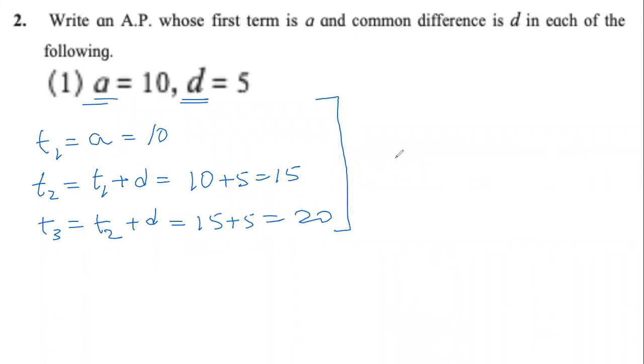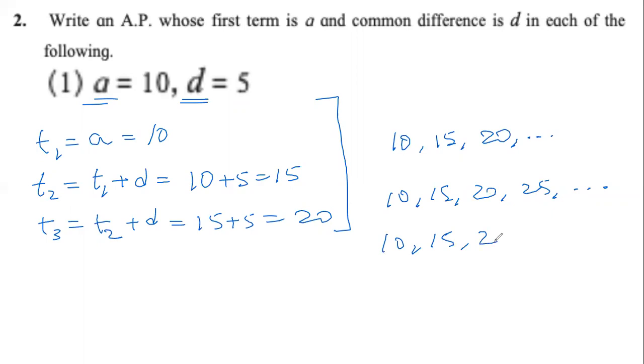From here, we can say the AP is 10, 15, 20, dot, dot, dot. If you find the 4th term, it will be 10, 15, 20, 25. If you find the 5th term, it will be 10, 15, 20, 25, 30, dot, dot, dot. So 3 terms are compulsory. Writing the dots is required. If you want to show more terms, please do, but this is the minimum.